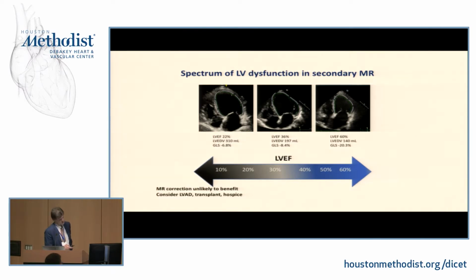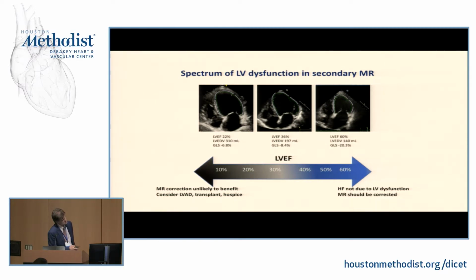I would argue that if you fix the MR in this patient, you still are stuck with a very bad ventricle that might get worse. You ought to think about an LVAD or a transplant or even hospice in patients way over on this end of the spectrum. On the other hand, patients over here, this guy had a little inferobasal infarct tethering P3 and lots of MR. You look at this ventricle and you say, this guy shouldn't be in heart failure. He's in heart failure because of MR. Fix the MR, this patient's going to get better. So even though this is secondary MR, it behaves like primary MR.